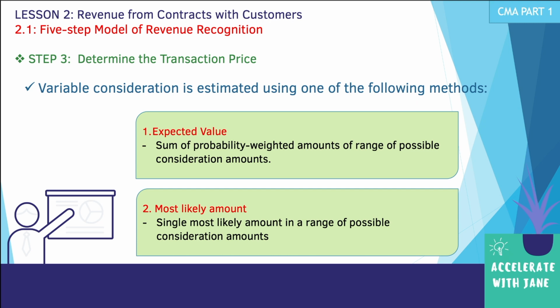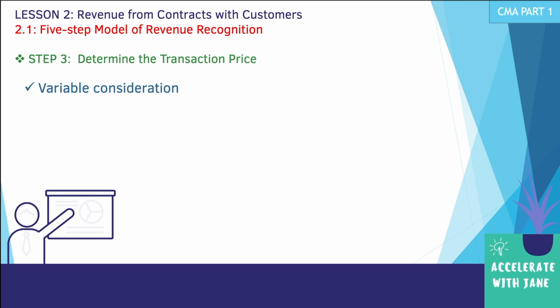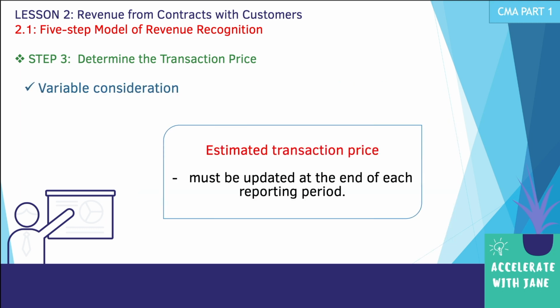Under the second method, we determine the single most likely amount in a range of possible consideration amounts. So here, there's still a range of possible amounts, but we determine the most likely amount. And we just consider one among the range. So take note, in a variable consideration, we are actually estimating the transaction price. Since we only have an estimate, it's important that the estimate must be updated at the end of each reporting period.